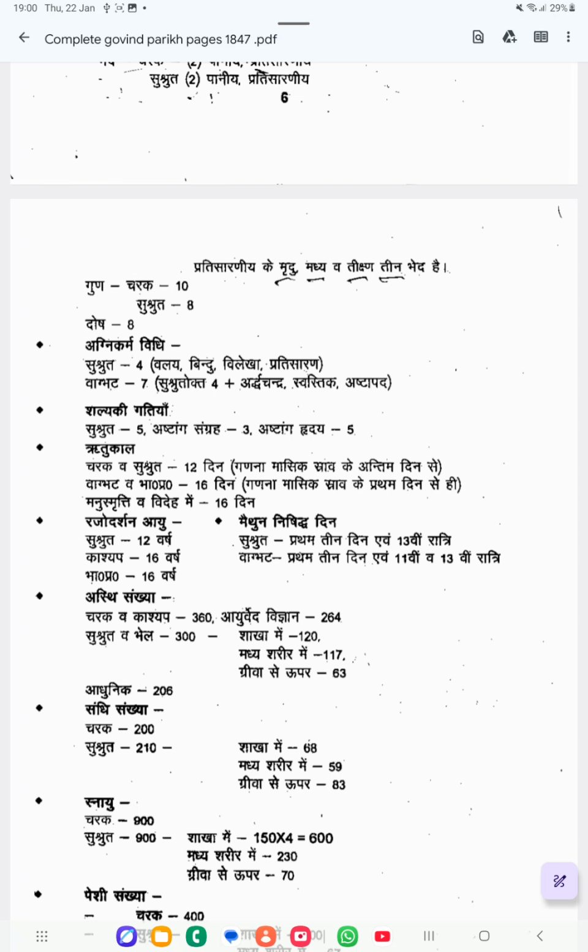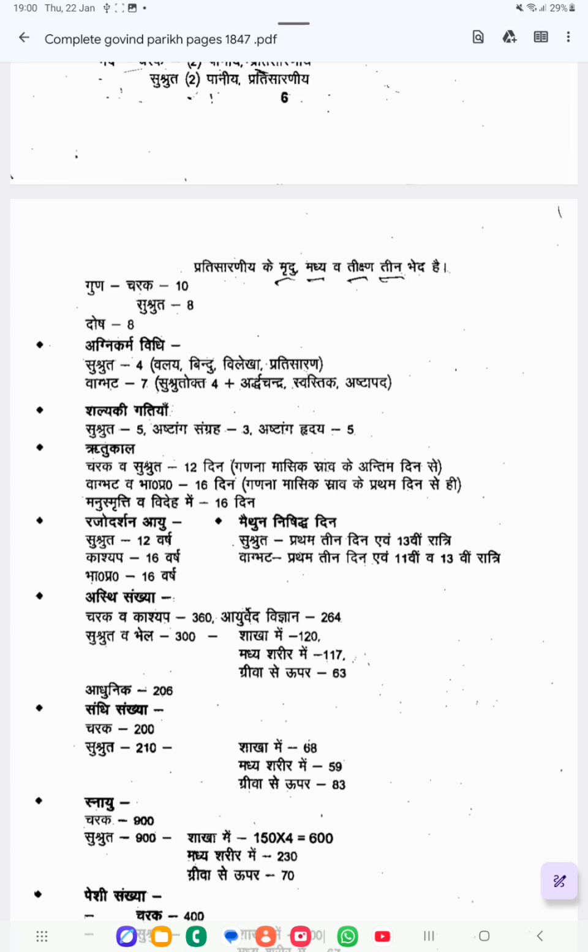Then Rajo Darshana Ayu, Menarche, the first time the menstrual cycle will start. According to Sushruta, 12 years. So at that time the Menarche will start. According to Kashyapa, 16 years. According to Bhava Prakasha, 16 years.